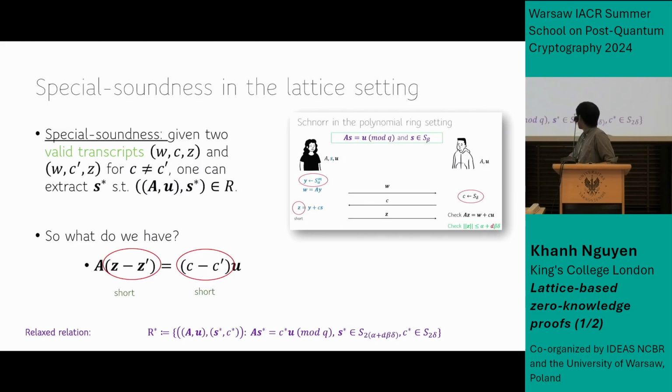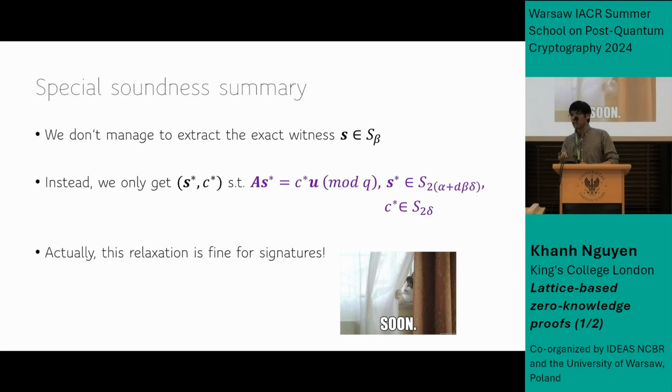For this, we can try some hand waving and define a relaxed relation. Is it too low for the people at the back? Okay, I can just move on to the next slide. We define the relaxed relation: we have S star and C star such that A times S star is equal to C star times U, and S star and C star are short. In particular, if C star was 1, then we're there. But we don't even know if C star is 1.